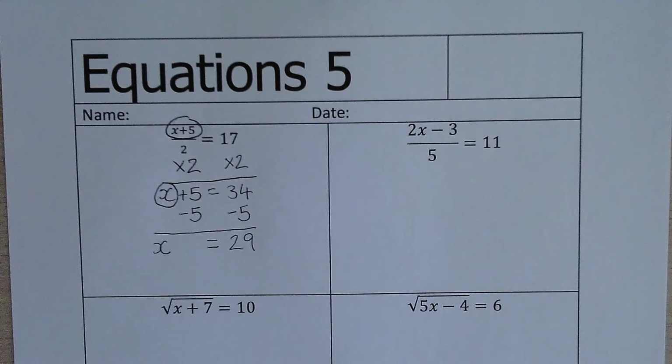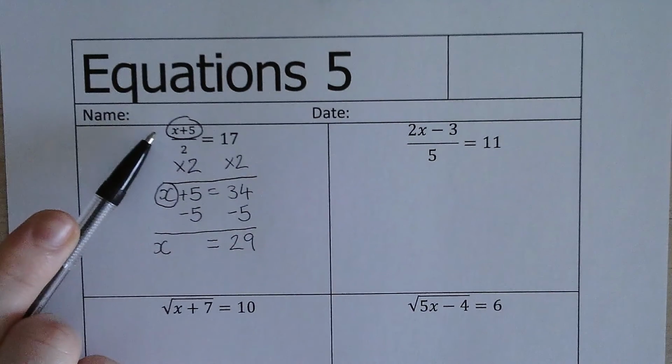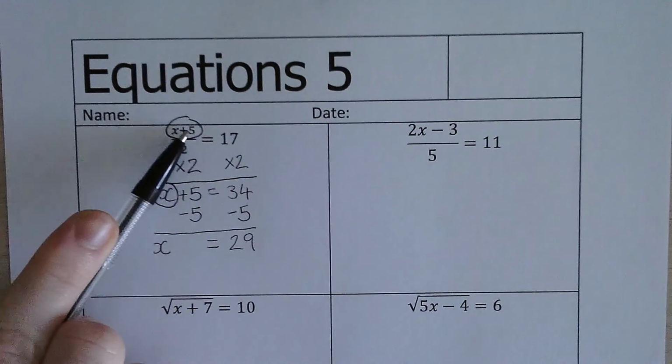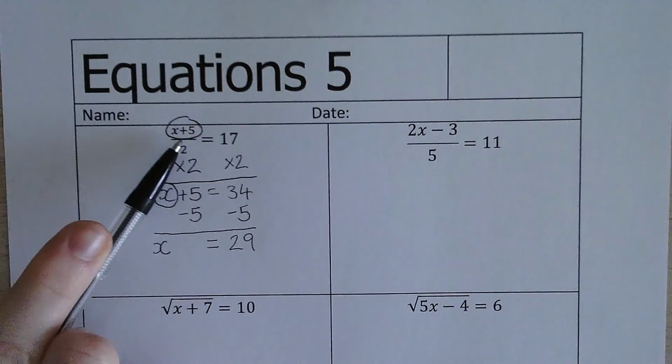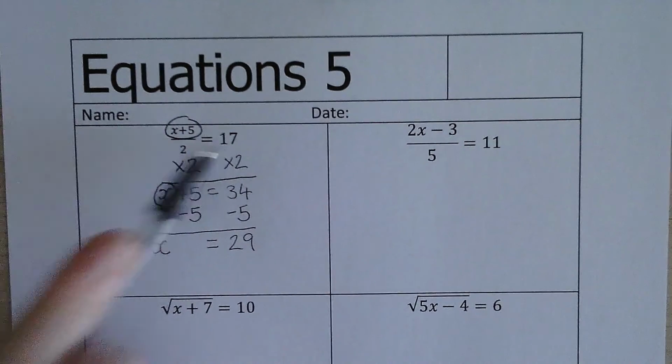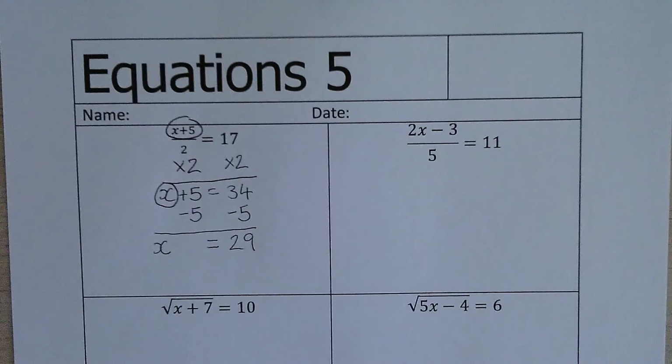A reminder, we can check if our answer is right by replacing x with 29. So 29 add 5 is 34. 34 divided by 2 does equal 17. So 29 must be a correct answer. On to the next question. We have (2x - 3)/5 = 11.